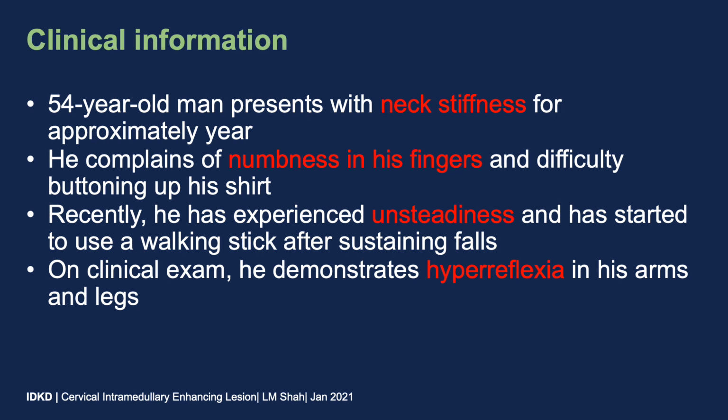Our case is a 54-year-old male presenting with neck stiffness for approximately 1 year. He had increasing numbness in his fingers and difficulty with fine movements such as buttoning up his shirt. He experienced unsteadiness while walking, having to use a cane. On clinical exam, he demonstrates hyperreflexia in his arms and legs.